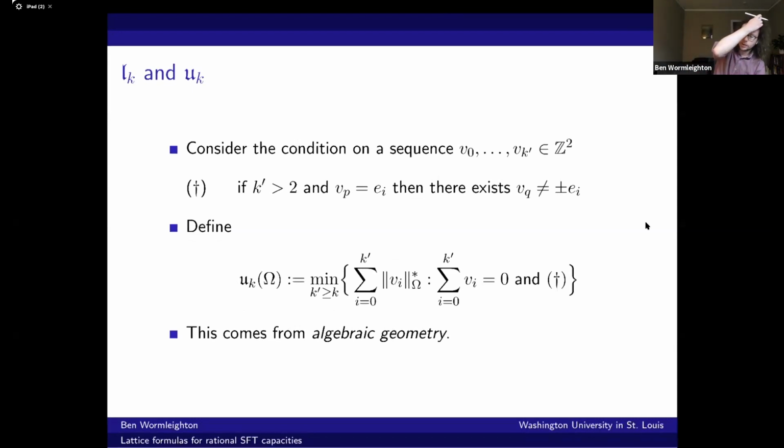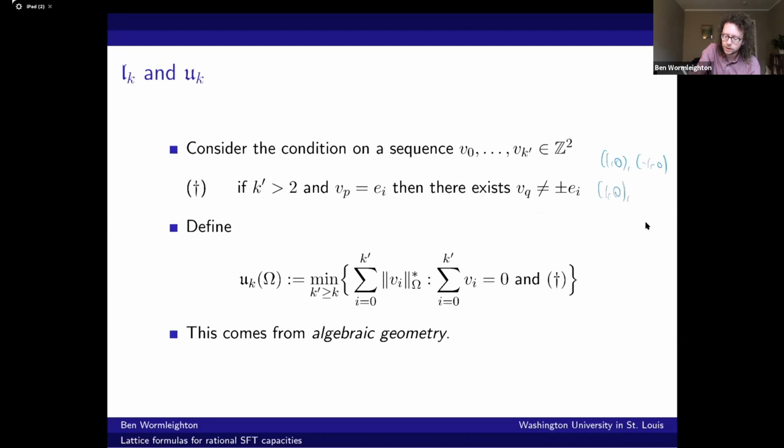So U_k is going to look a little bit weird, but I'm going to say where this weirdness comes from, and from an algebraic geometry point of view, it's actually very natural. Consider the following condition. I'll call it dagger. Suppose you have a sequence and it has at least 3 elements. If one of the vectors is equal to one of the basis vectors, e_1 or e_2, then dagger says there has to be a v_j which points in a different direction, which is not this e_i you already had or negative e_i.